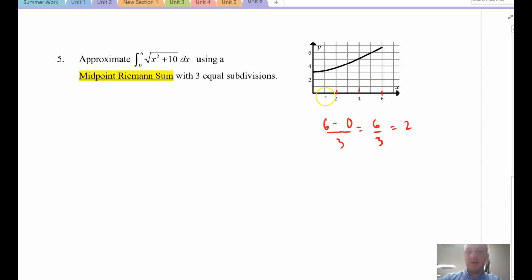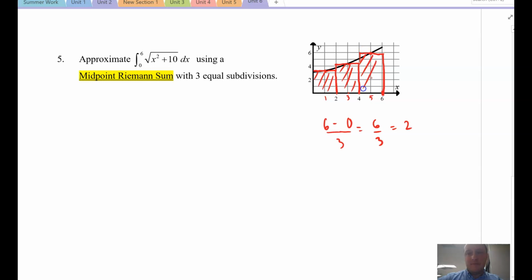Here's my midpoint at 1, and the output value is right there, so I'll make the height of a rectangle there. The midpoint for this interval is 3, so here's my midpoint, and I'll make the height of a rectangle here. And the midpoint for this interval is 5, so I'll make the height there at 5. And here is my Riemann sum.